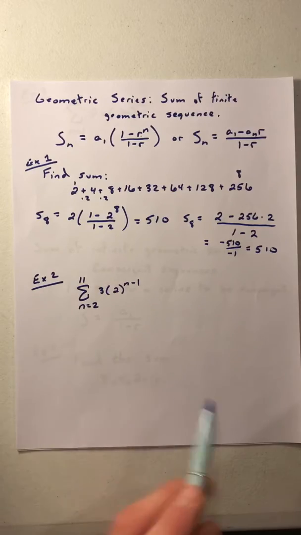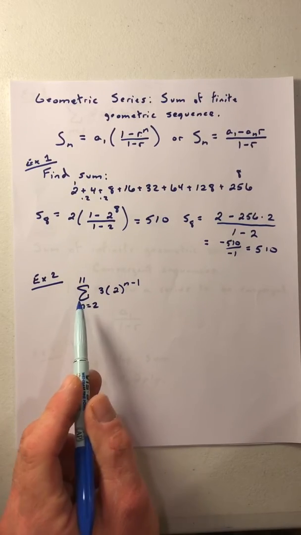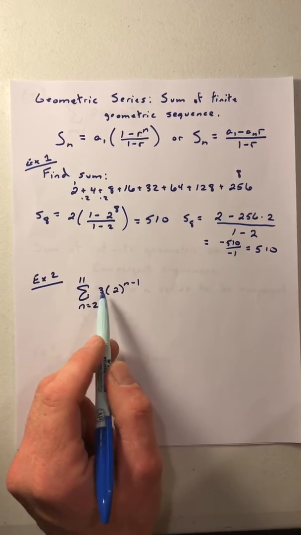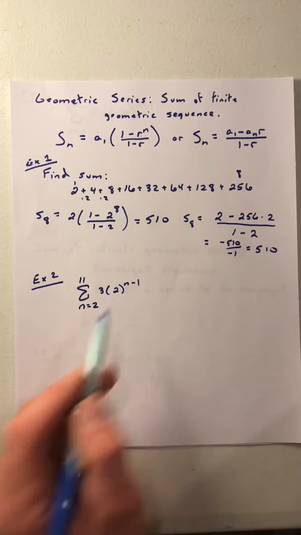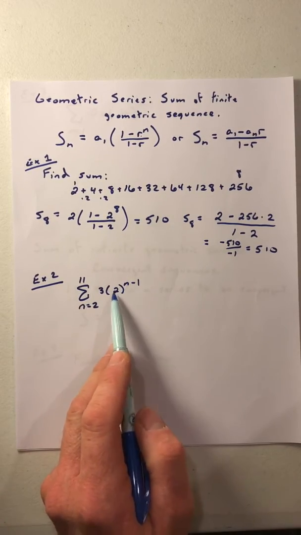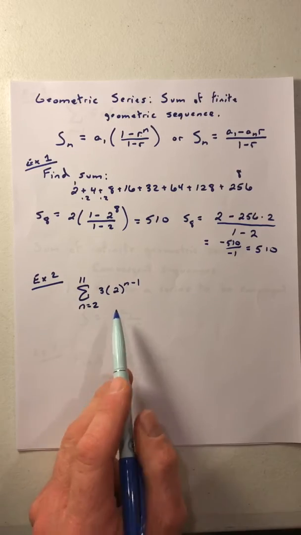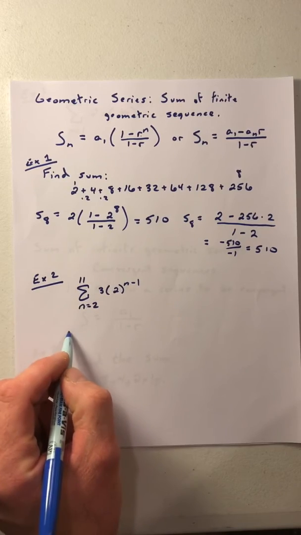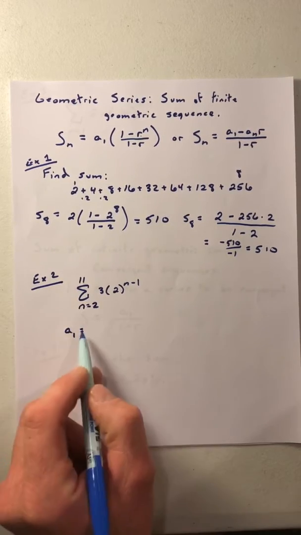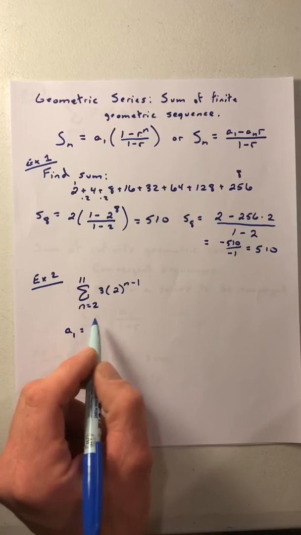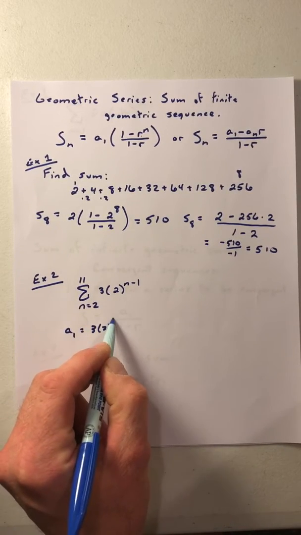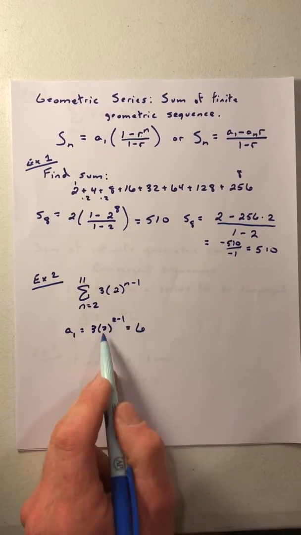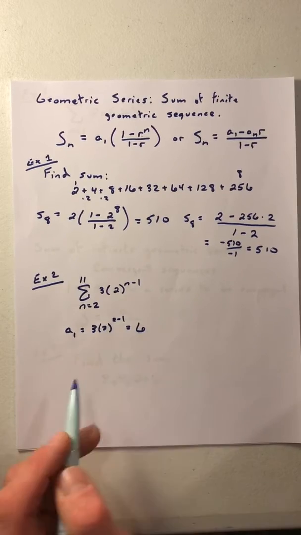In example 2, we're given sigma notation where we start at n equals 2, we go to 11, and our function is 3 times 2 to the n minus 1. We know it's a geometric sequence because we have a ratio to a power, so it is exponential as we look at it. We can find our first term by plugging 2 into our equation. So we have 3 times 2 to the 2 minus 1. 2 minus 1 gives us 1. 2 to the first is 2. 3 times 2 gives us 6.